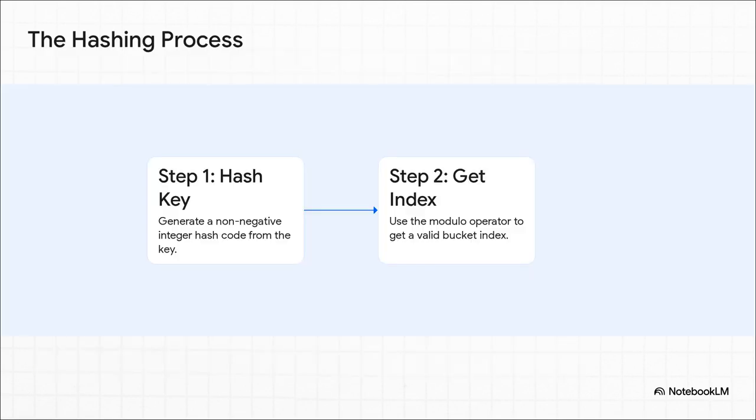You can see here, the whole process is really just 2 simple steps. First, you run your key through that magic hash function to get the hash code. Second, you use the modulo operator, that's the percent sign, to shrink that hash code down so it fits perfectly as an index within your array. And that's it. That 2-step recipe is the core engine of a hash table.